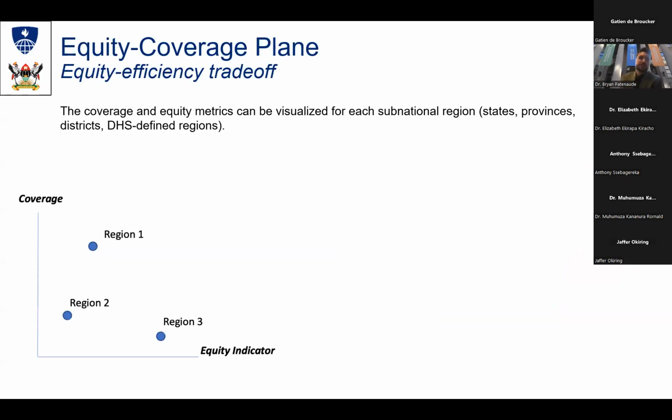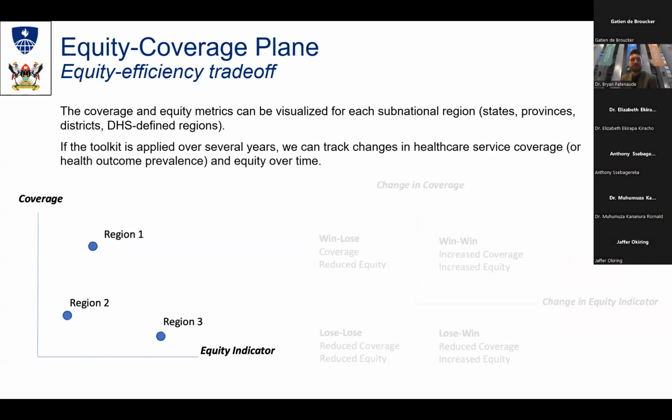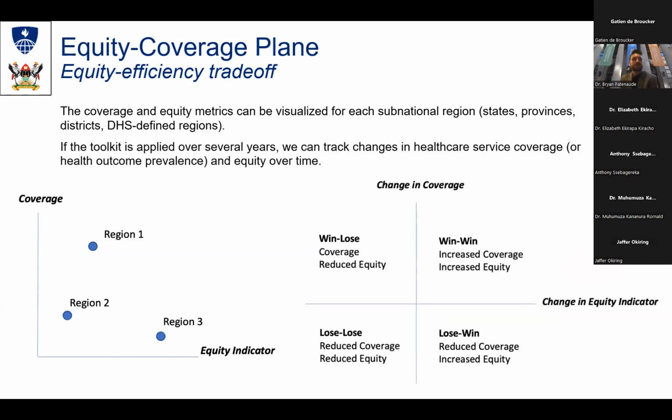Some of the other things that are generated in the toolkit that you'll see as outcomes in the presentations are the coverage equity plane. And so this can rank different regions or groups on both dimensions of coverage and equity to see where they fall. So in the ideal sense, you'd want to move up and to the right here into that quadrant where you're winning and winning. So over time, you're moving towards more coverage and more equity. But we'll see that's not always the case.